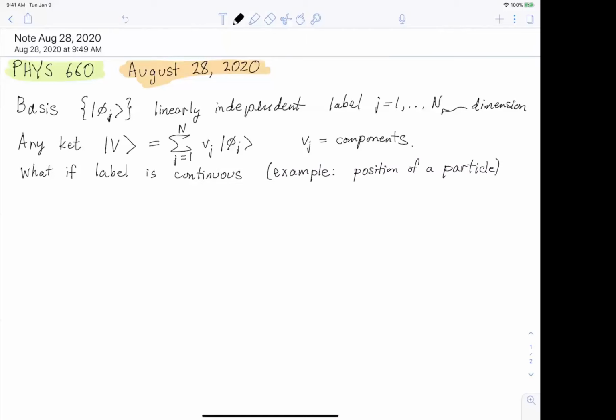Okay, so what if that happens? Then your basis instead will look something like this. It's still a set of kets, but I'm labeling them by alpha, and A is less than alpha is less than B, perhaps. That means we've localized our particle between A and B. But alpha here is, instead of being an integer, a continuous real number.